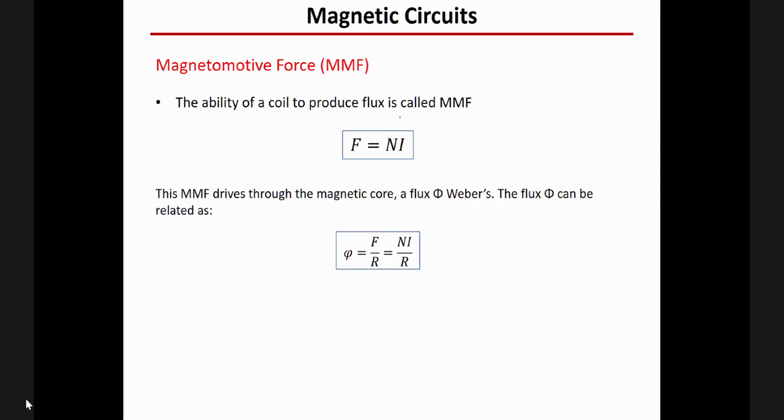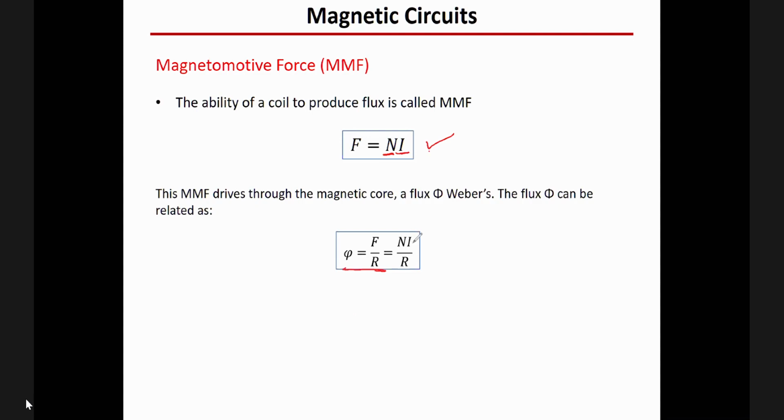The symbol for this is F, and the MMF is equal to N multiplied by I, where N is the number of turns of the coil, and I is the current inside the coil. So this is similar to the voltage in the electric circuit. As a result, once we have this F, MMF, we can relate also the flux to this MMF. And the flux will be equal to F divided by R.